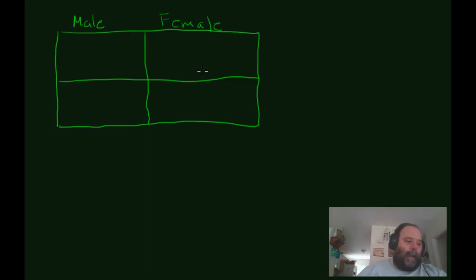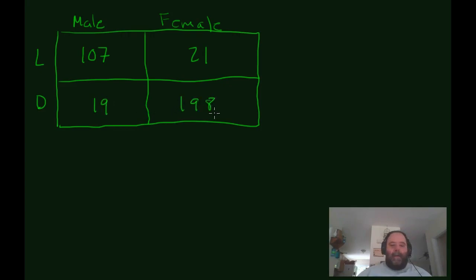So, mac and cheese, there we go. Either they like it or they dislike it, right? So, let's say we have a population of 345 people, and 107 of them land here, 21 of them land here, 19 of them land here, and 198 of them land here. Okay, so there's my population and how it's distributed.